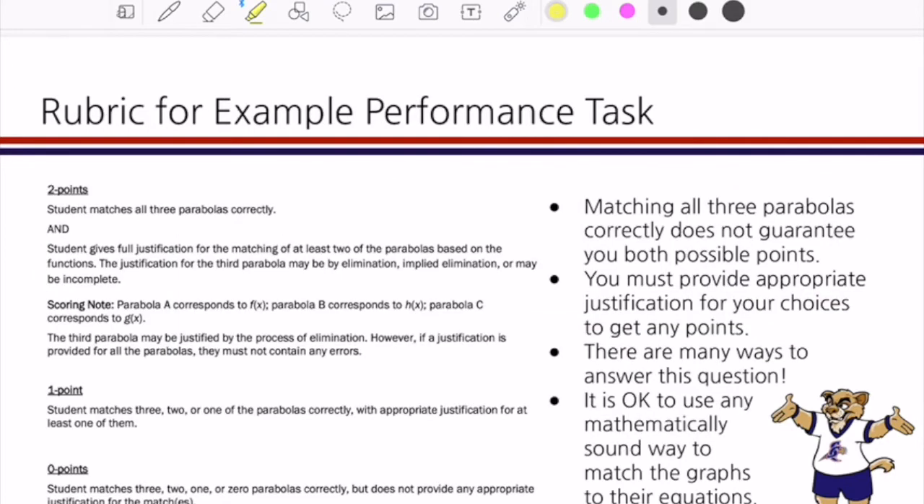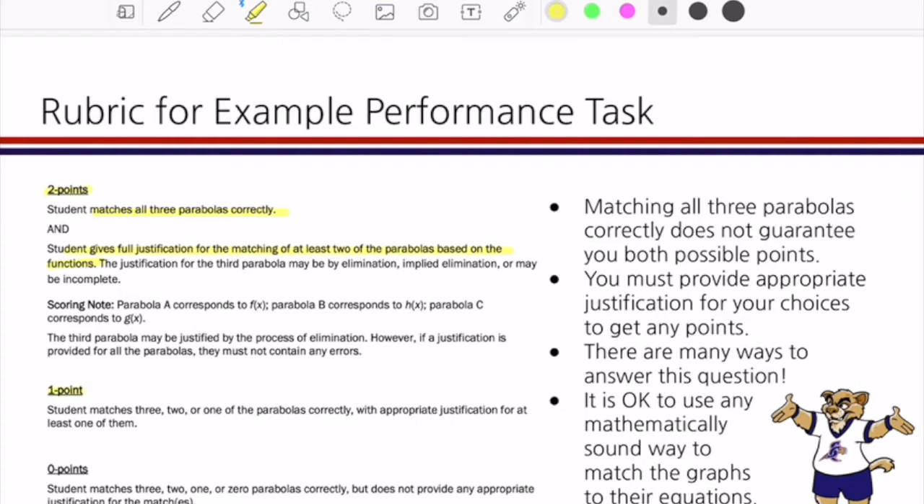So this goes through the rubric for this example question from a performance task. In order to get both points on the question, you have to match all 3 parabolas correctly, and you have to give reasons for at least 2 of the parabolas. There's a note made here. You can use process of elimination as your reasoning for matching the last one to its answer.